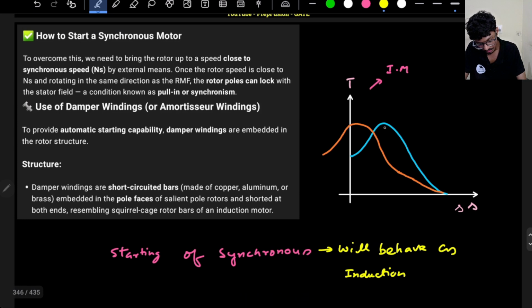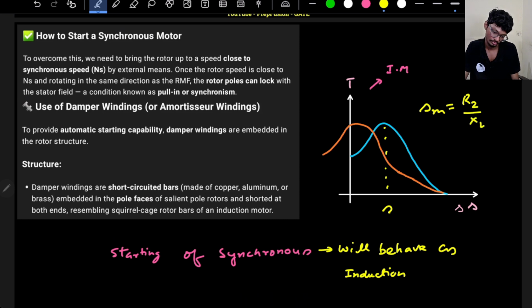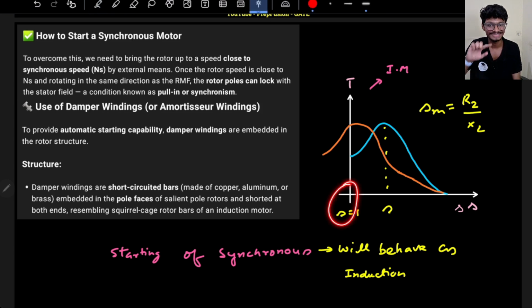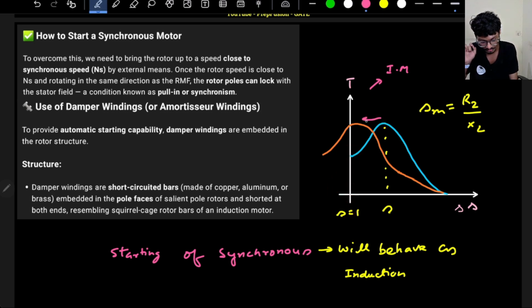And I know this formula: the slip at maximum torque. What is the slip at maximum torque? If you remember, it was R2 upon X2. This is the slip at maximum torque, and this position is slip equals 1, because here my rotor is stationary, rotor speed is 0. I want the maximum torque to happen at standstill, so I want to shift this graph to the left hand side. As I move to the right hand side, slip reduces. So I want the maximum slip to happen at the starting, so I want to increase my Sm to a higher value.